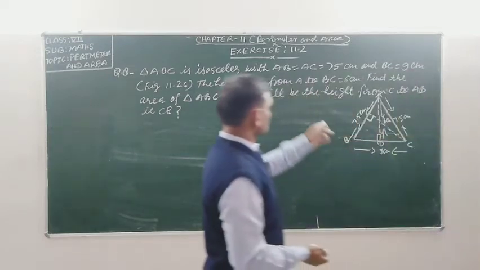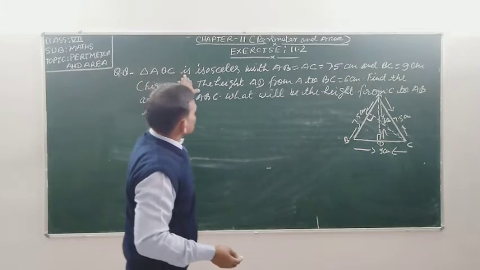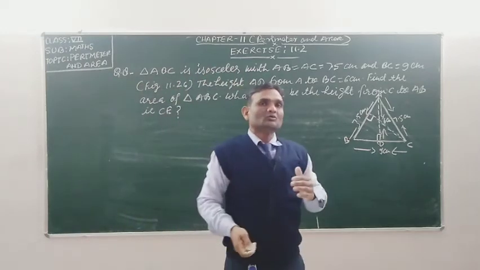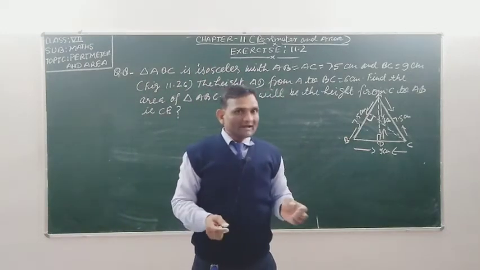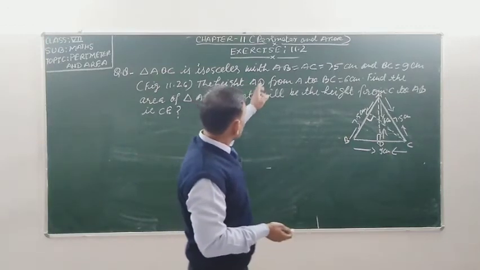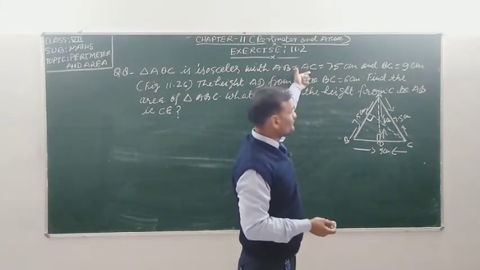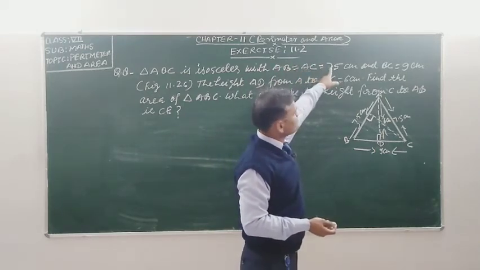So student, this is the question. Now student, the question is saying triangle ABC is an isosceles triangle. Isosceles triangle, you know, student, is that triangle in which two sides are equal. Two sides are equal means AB is equal to AC. AB is equal to AC, and AB is equal to AC is equal to 7.5 centimeter.